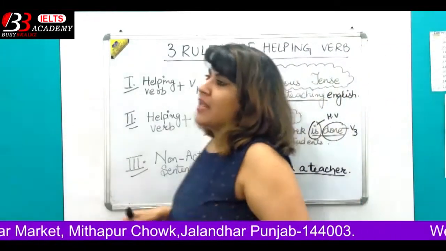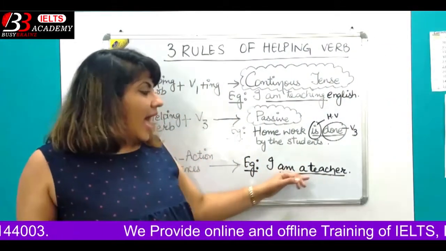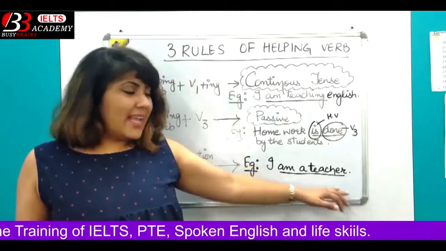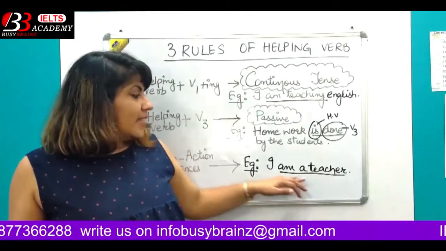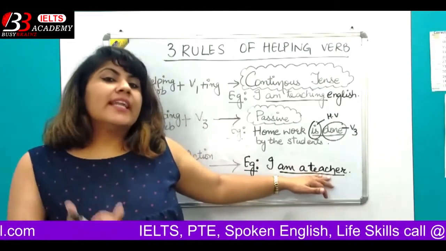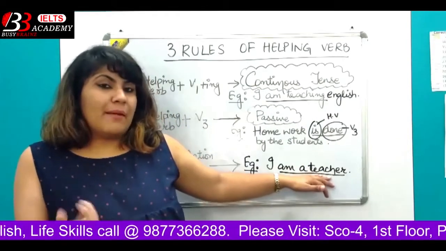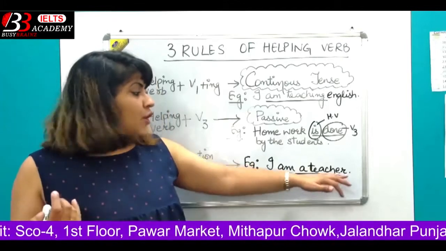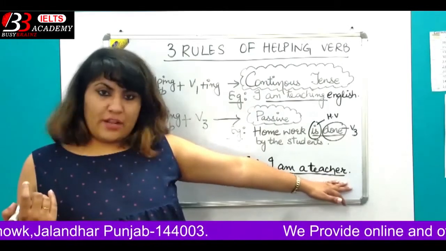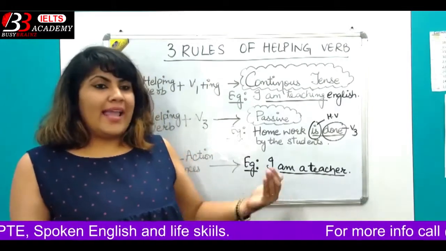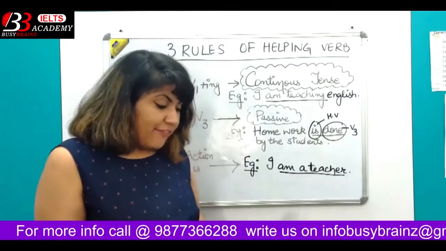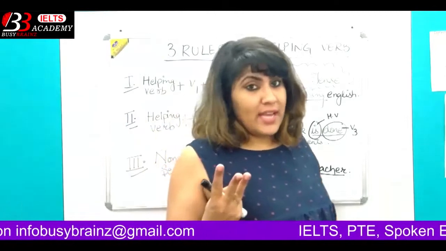For example, I have mentioned here, I am a teacher. Do you think I have mentioned any action over here? If I will be writing I am teaching, then definitely teaching will be in action because this is something that I am doing. So teacher here is not an action. This is something that I am introducing myself to you. I am a teacher. So definitely these 3 rules are there.